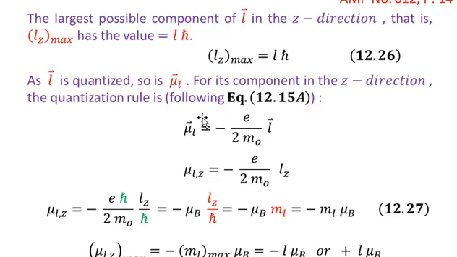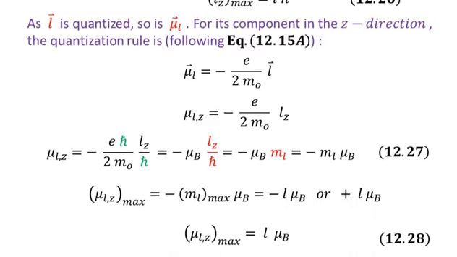For its component in the Z direction, the quantization rule is over here. And this is what we are following, equation number 12.15a, that mu L is equal to minus e over 2m naught into L vector. If you take the Z component, you need to take it on both sides. Then we don't have the vectorial form but the scalar form, because we are now going to calculate the Z component of this equation along the direction of the magnetic field.